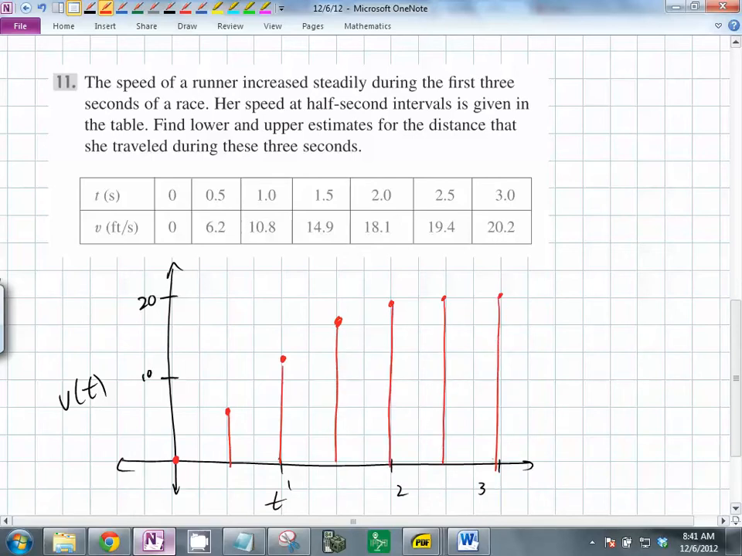So those are your divisions. So the question is, do you do left or right? If you were to connect these points, what would the actual velocity look like? The actual velocity looks like this.